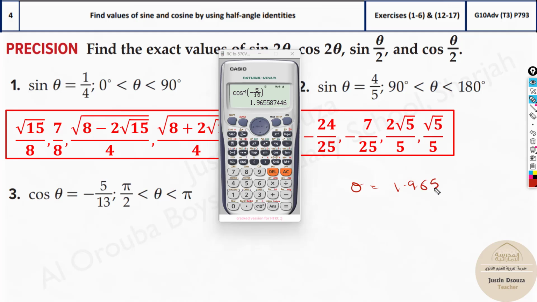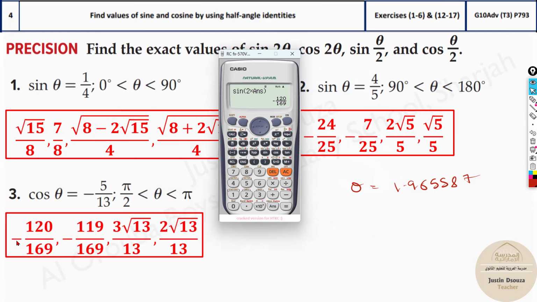Let me write out the theta here. It's 1.965587. Now once we get theta, we can find sine 2 times the answer, theta is already saved. And here we get negative 120 by 169. Let's look at the answer. But here, even if it's positive, we need to double check. Now this is the same thing, but you have to double check. But let's look at the cos 2 theta now.